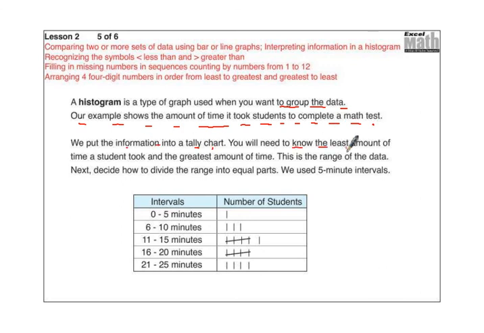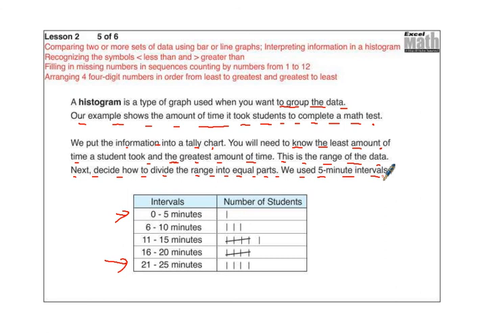You will need to know the least amount of time a student took to the greatest amount of time, because the first part has to start with the least amount, and you have to have a section that's for the greatest amount. This is the range of the data. Next, decide how to divide the range into equal parts. We use 5-minute intervals. They used 5-minute intervals here.